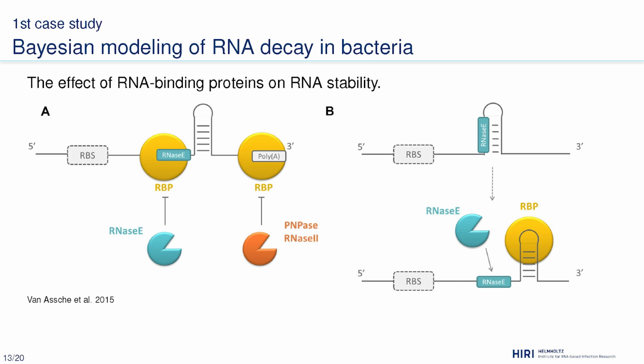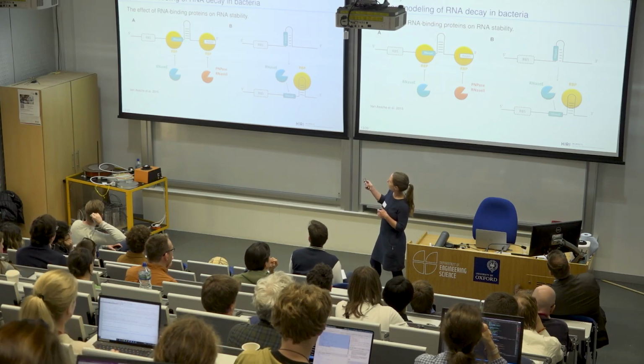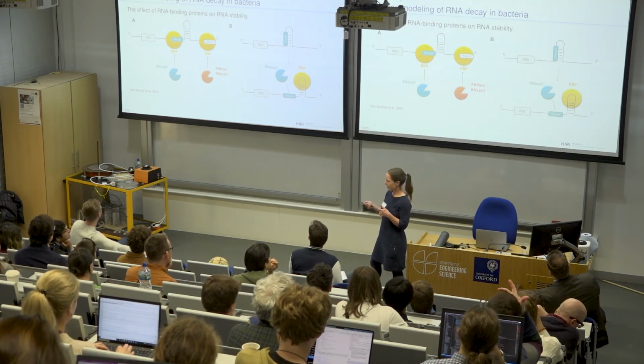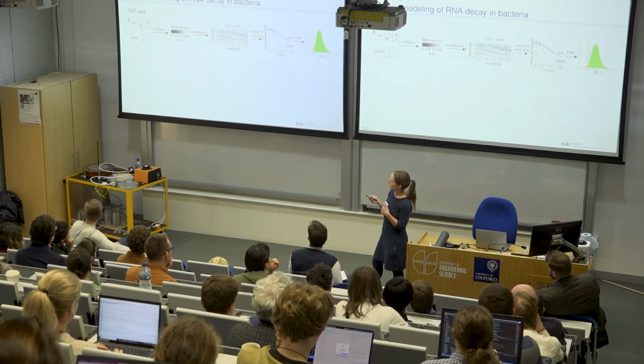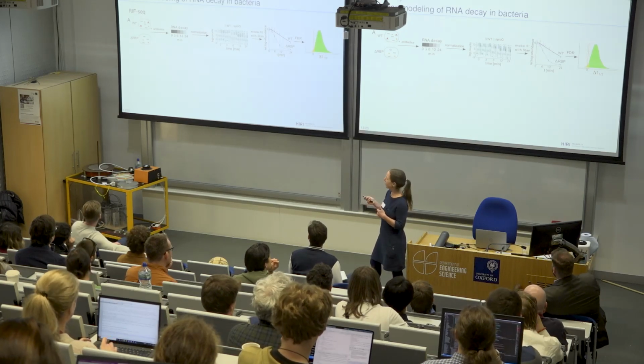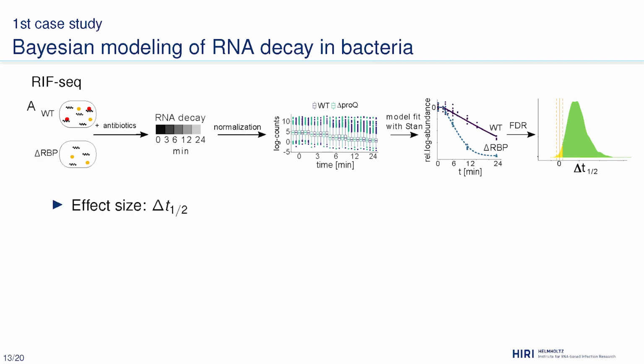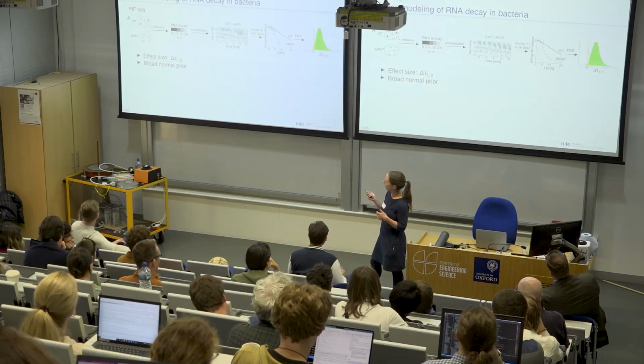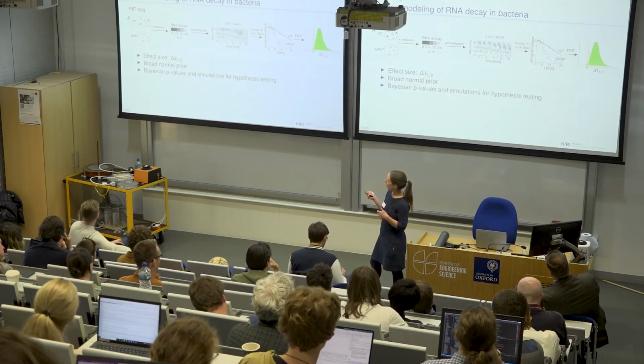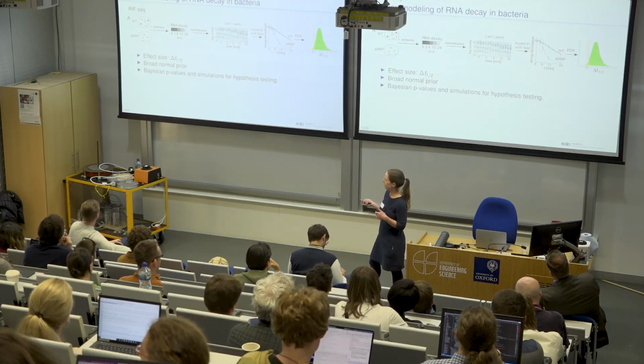In the first one, I wanted to know the effect of RNA binding proteins on stability, so they can either block RNAs from degradation or facilitate degradation. The experimental setup is that you have bacteria with and without the RNA binding protein. You add antibiotics to inhibit transcription initiation, then take samples over time, normalize the data, and fit a Stan model. The effect size here is a difference in decay rate or in half-life. We used a broad normal prior, and I used Bayesian p-values for hypothesis testing.